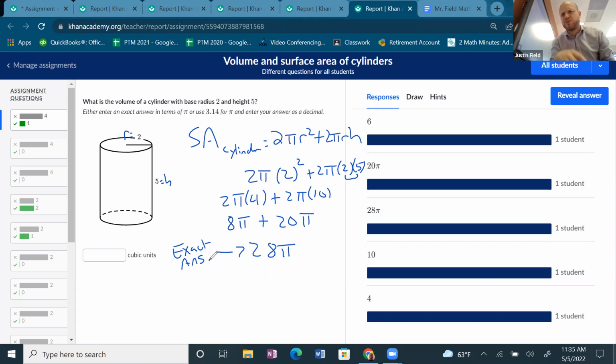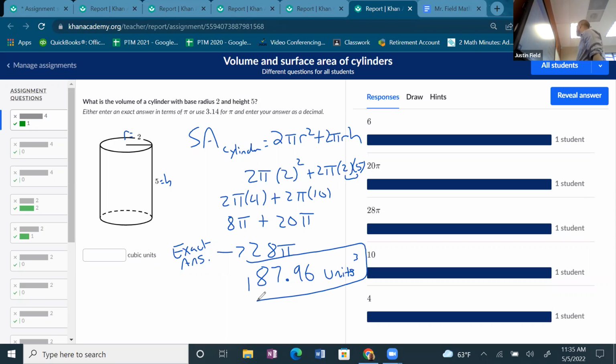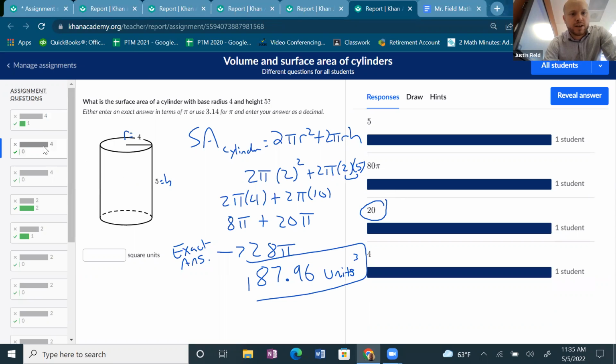All right, so that's what we do in high school math. We don't use 3.14. That's for the 7th graders in 7th grade math. 87.96. And that is cubic units cubed. Oh, a lot of different answers there. Well, 28 pi, hey, the one person got it. Okay, so there we have just more cylinders.